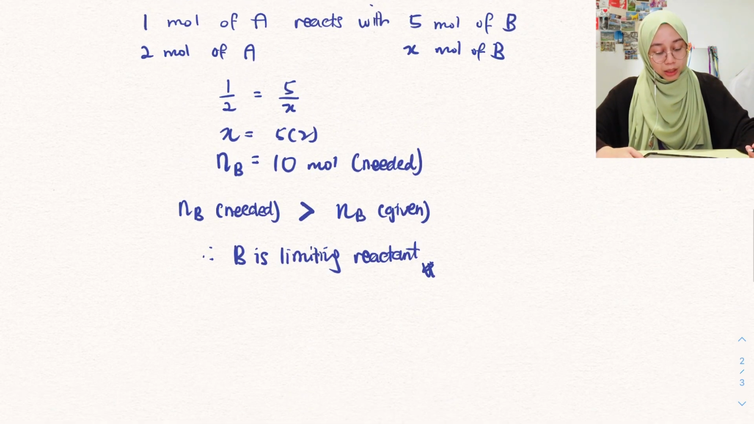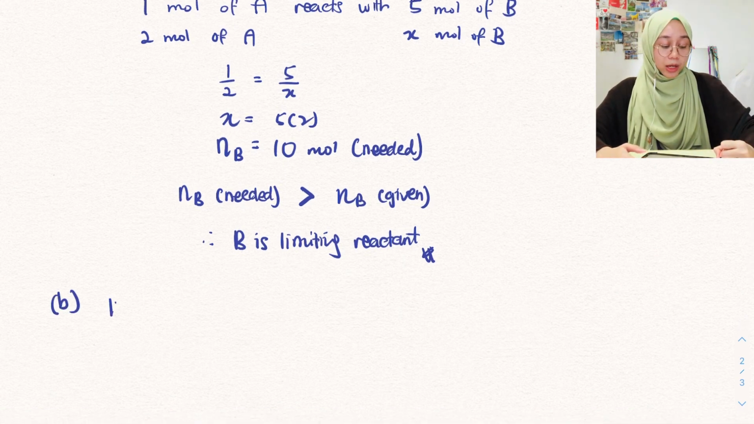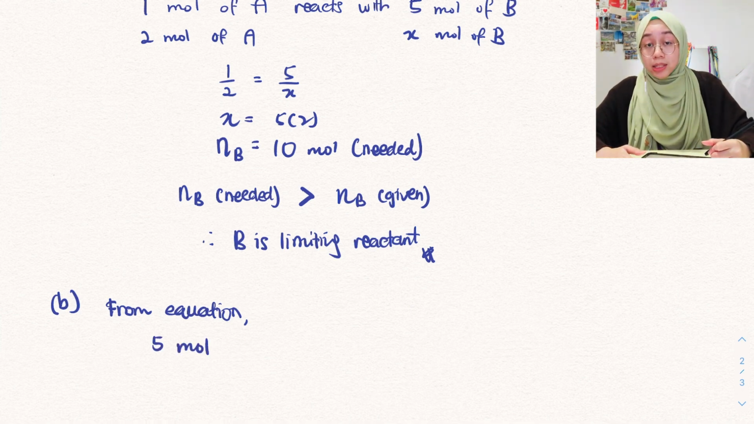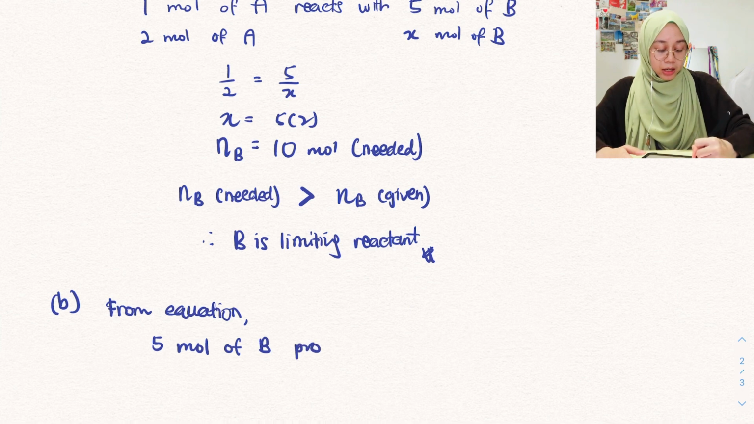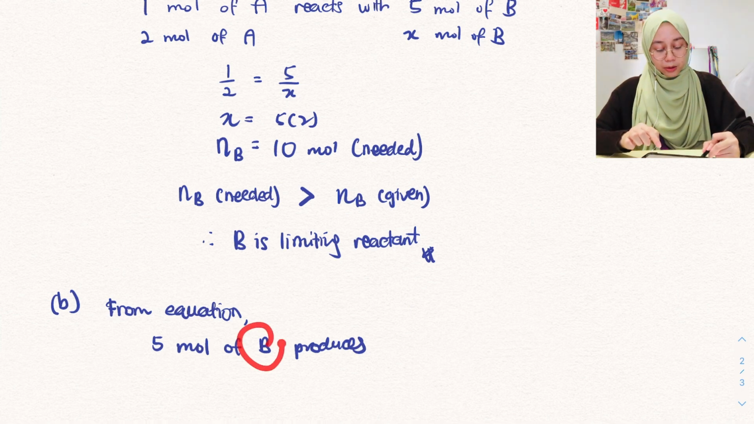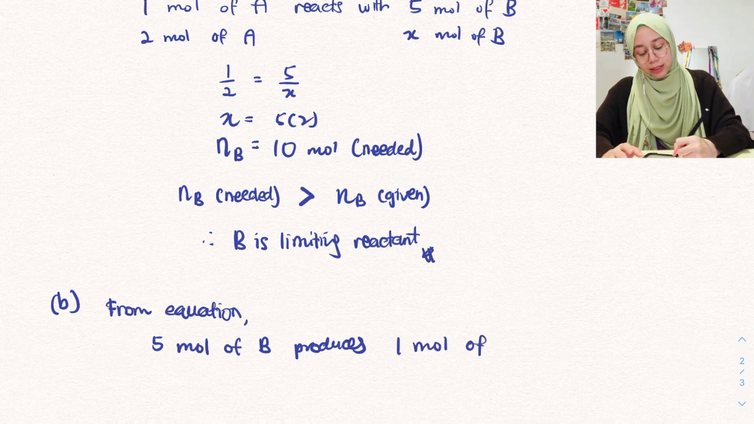Jadi, bila kamu nak tentukan pula the amount of C kat sini, sekali lagi we need to do the stoichiometry relationship. Okay, but you have to do relationship between B and C. If you use A and C, adakah betul? Salah. Because A adalah excess reactant, dia tak akan tentukan berapa banyak C yang terhasil. Okay, so kita kena guna B dekat bahagian sini. Comparison kamu kena between B and C. Okay, or else kamu akan jadi salah nanti. So 5 mole of B produces 1 mole of C.